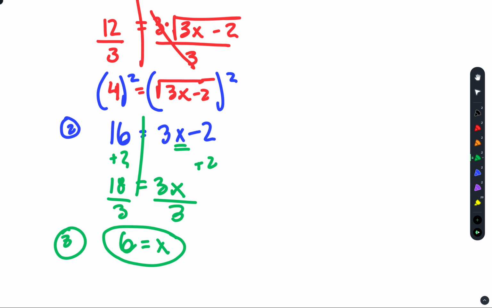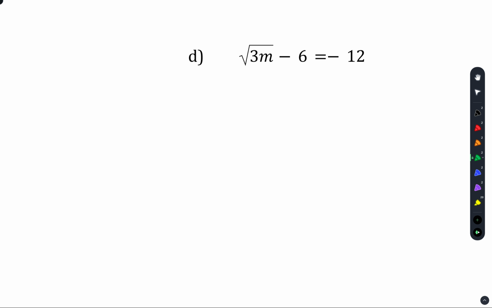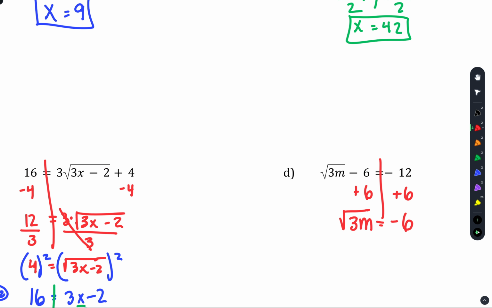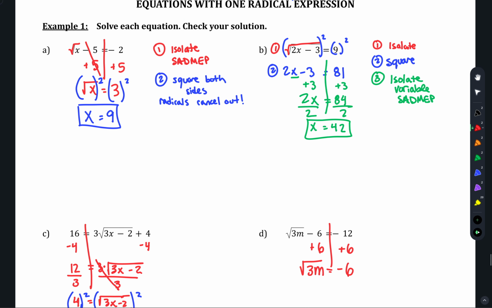Any questions there? Okay, next one's a little bit weird. Look at this one. First step is what? +6. Okay, I'm going to zoom out. Do we notice something different about this problem as opposed to all of our other problems so far? Jacob. It equals a negative.